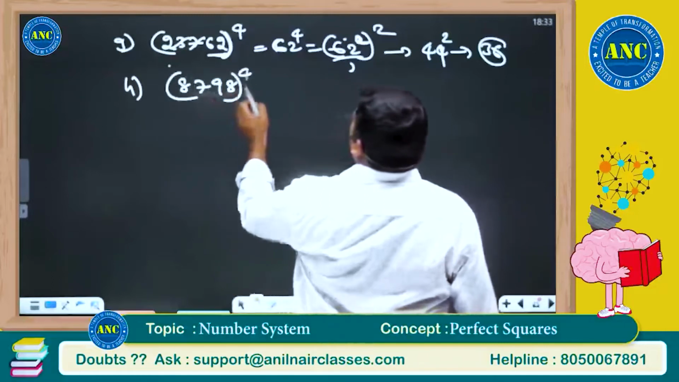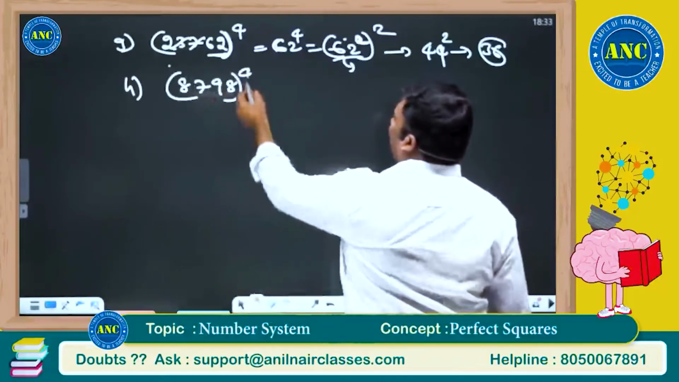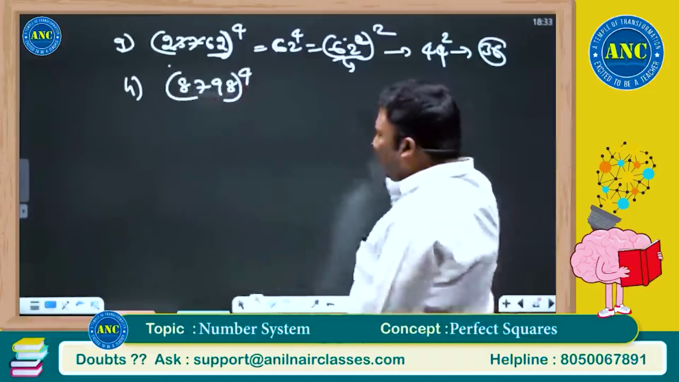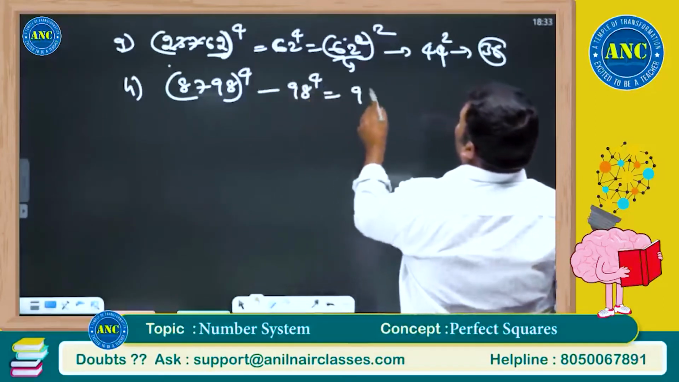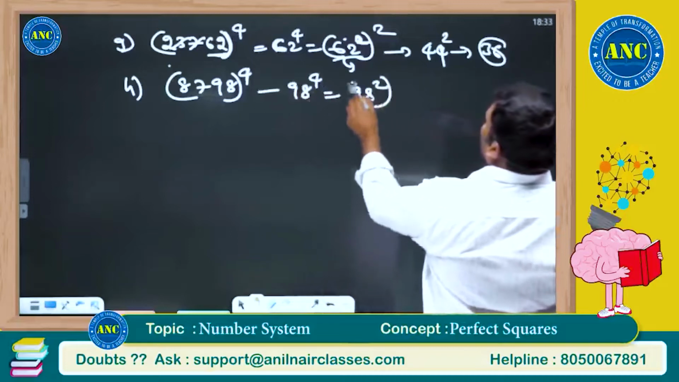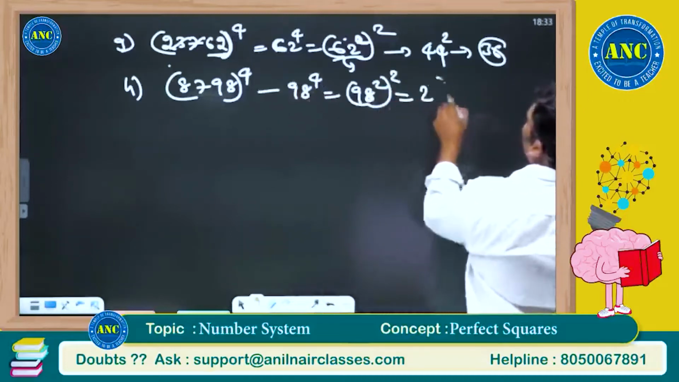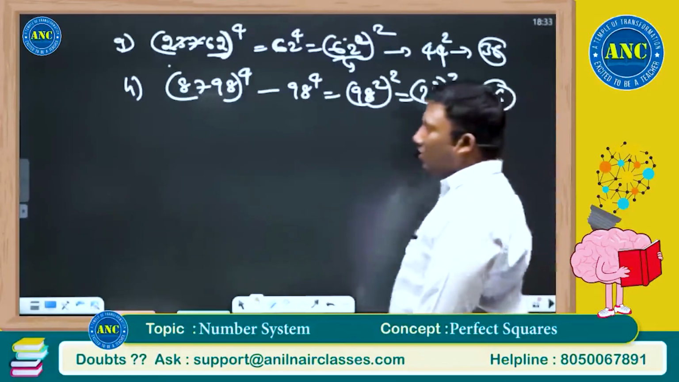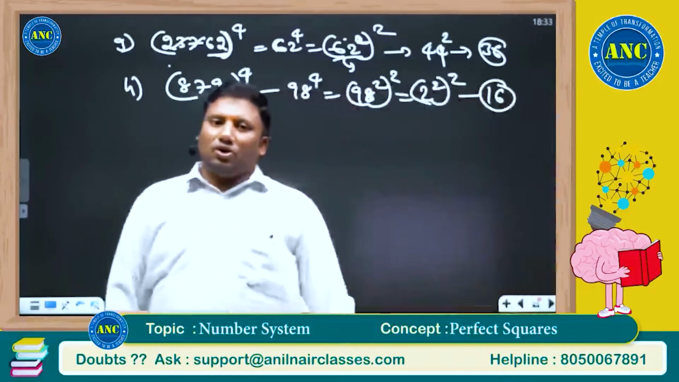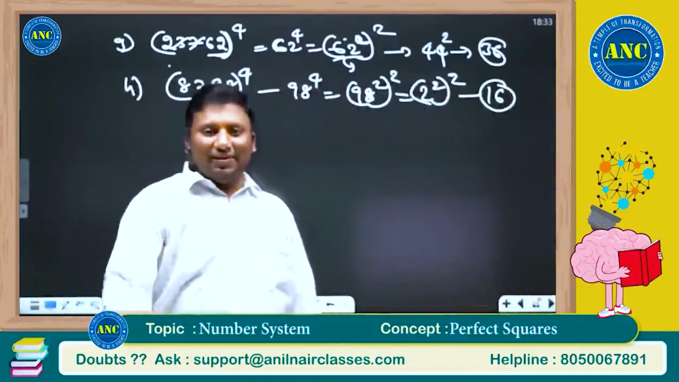8798 power 4. It is nothing but 98 power 4. It is 98 square whole square. 98 square is 2 square whole square. 4 square is 16. This is the basic level question.